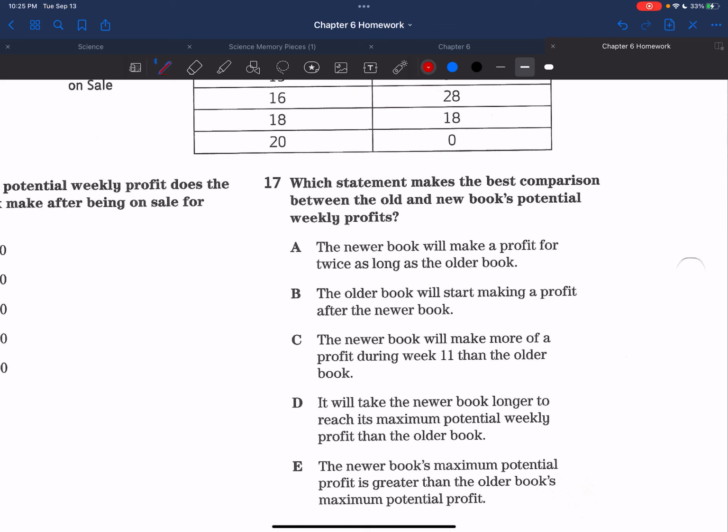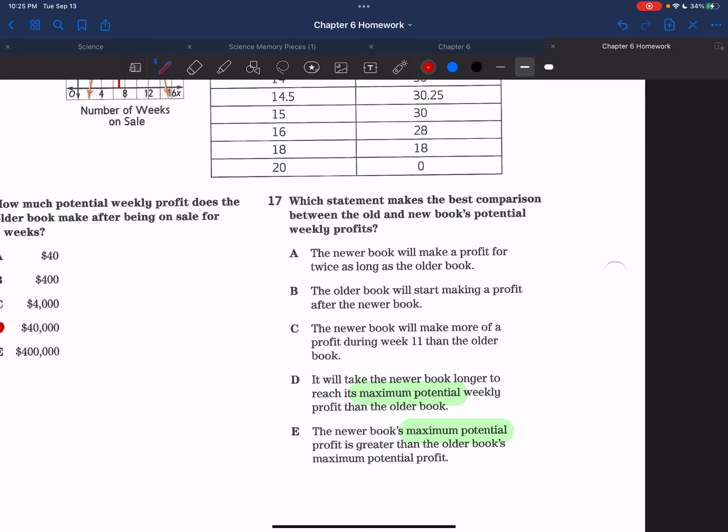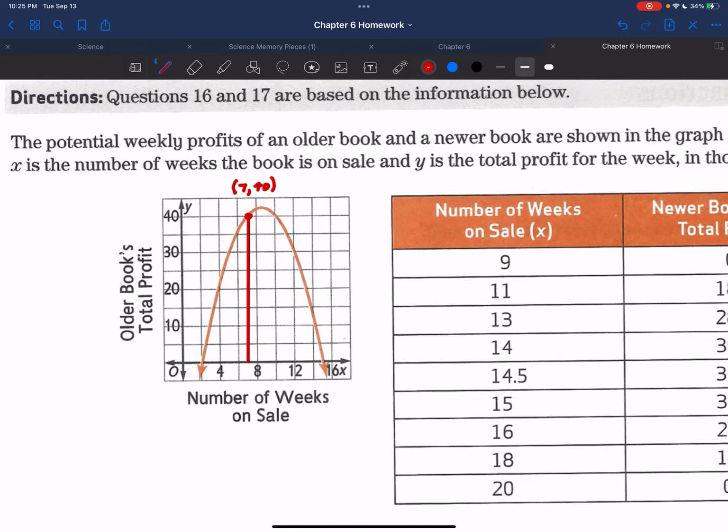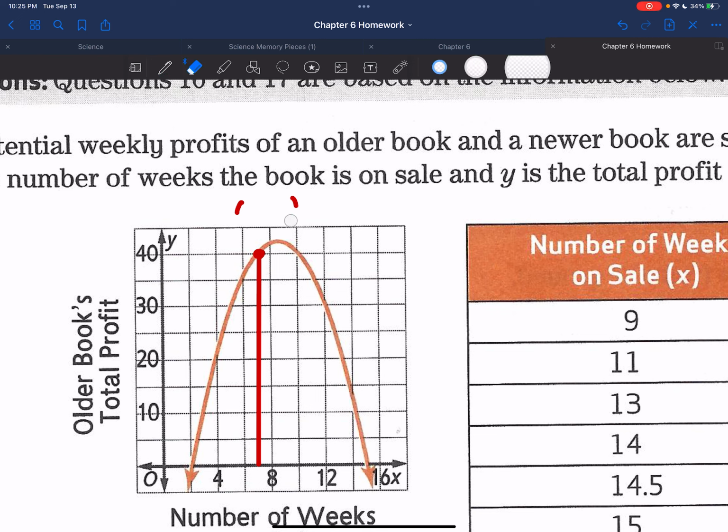So we need to look at, I'm going to go after the maximums because that's mentioned. That would be a good place to start on this one. It mentions the maximum potential, the maximum potential. So let's start there and just see when each of these books reached the maximum potential. So looking at this graph, and I'm going to take away this line now because we're not looking at that. We're looking at the maximum on this graph. So that's going to be right here.